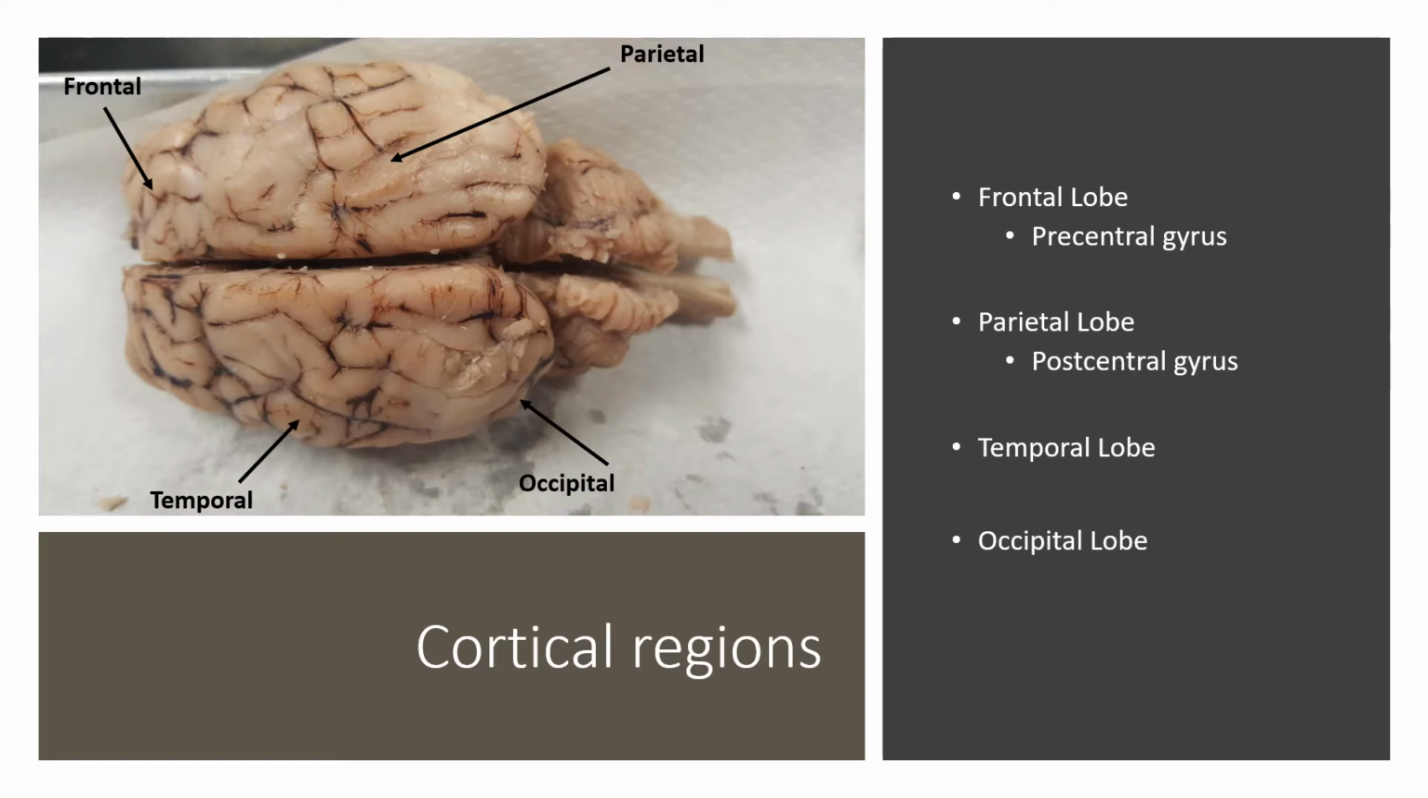You should be able to identify your cortical regions, such as the frontal lobe, which is the location of the precentral gyrus, or the primary motor cortex. The parietal lobe is the location of the postcentral gyrus, or the primary somatosensory cortex. The temporal lobe, which is your primary auditory cortex, and the occipital lobe, which is your primary visual cortex.